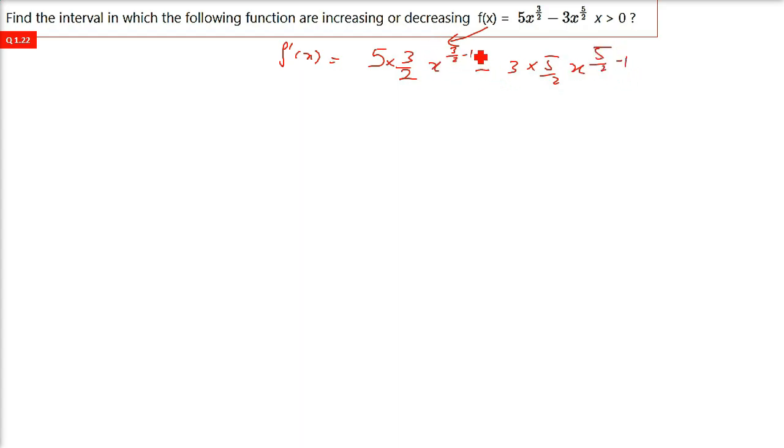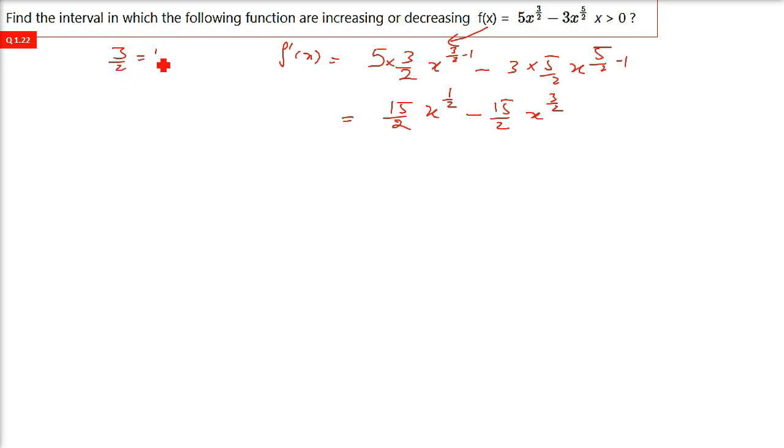What is 3/2 minus 1? It's (3 minus 2) by 2, that is 1/2. And anything raised to the power 1/2 is under root, so x raised to half. And what about this one? This is 15 by 2. 5/2 minus 1 is (5 minus 2) by 2, that is 3/2. So this is x raised to 3/2.